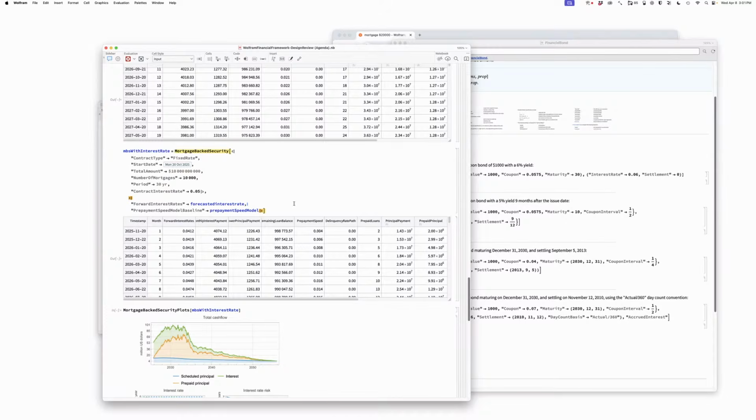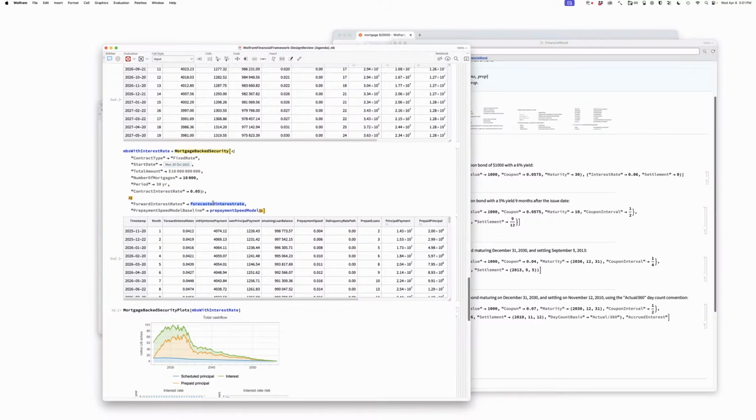This forward interest rates would be a simulated financial series. Is that correct? Yes. I mean, you could put in a much simpler assumption, but this is normally going to be a simulated thing. Okay. And you can map over the elements of a family to get averages and so on.